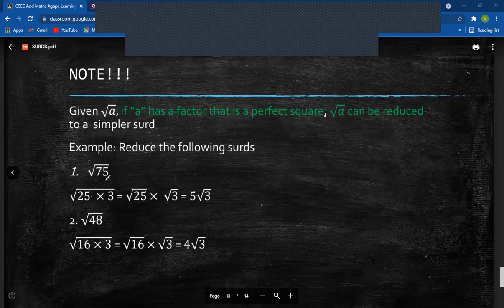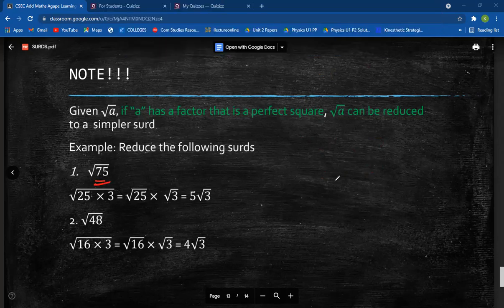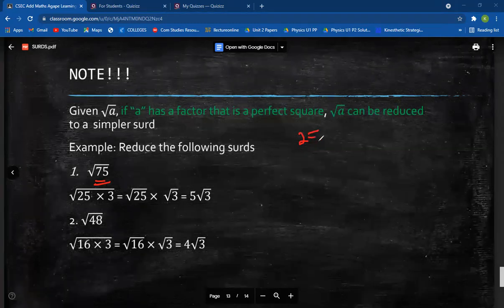Example, 75. We know 5 times 5 is 25. 25 is a perfect square. 25 is also a factor of 75. What do I mean by a factor? If I say 75 divided by 25, I'm going to get 3. So 25 is a factor of 75.